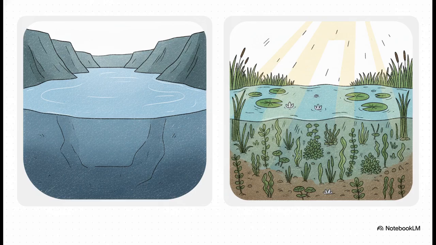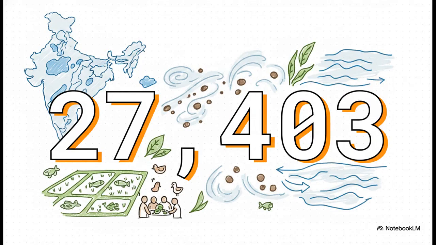And because they're shallow, sunlight reaches all the way to the bottom. This makes them incredibly rich in nutrients and absolutely jam-packed with aquatic plant growth, or macrophytes. Just to give you an idea of the sheer scale we're talking about, let's look at India. India is home to a staggering 27,403 wetlands. And these aren't just empty swamps, they are intensely productive zones.